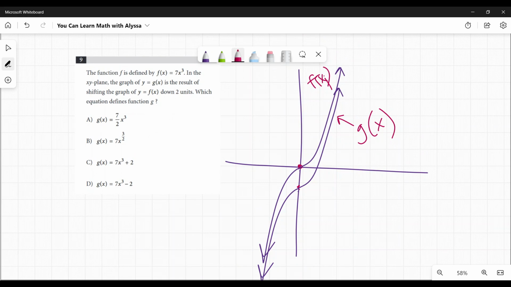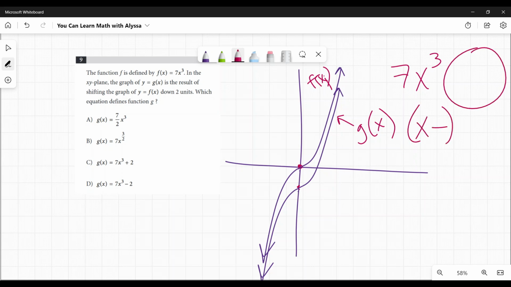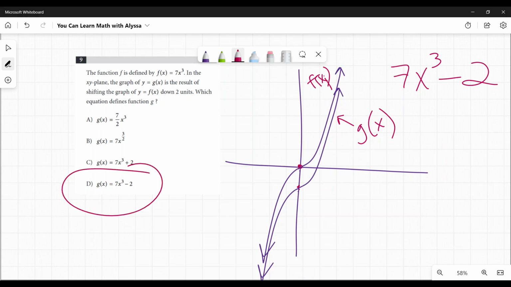So here in this case, we have an x cubed, or a 7x cubed, and it is moving down 2. So that is a y change. That means it's going to be outside. It's not going to be like an x and then a parentheses thing. That would move it left or right along the x-axis. So it's going to be on the outside. It's moving down 2, or minus 2. So 7x cubed minus 2, or D, is my answer.